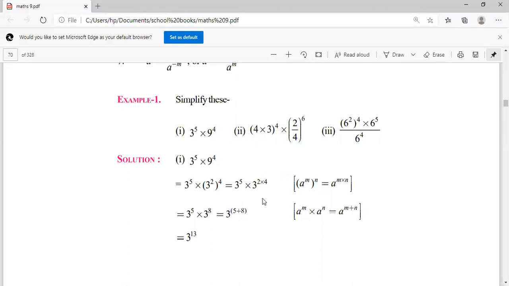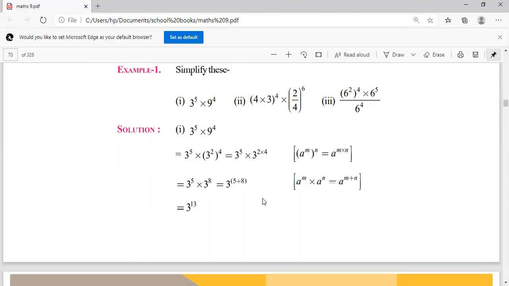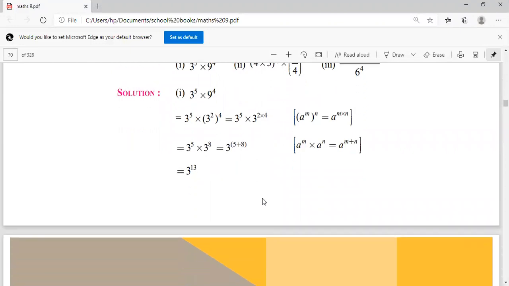Now see, we get the exponents like this: 3 to the power 5 into 3 to the power 8. Now we can see here that the base is same but the powers are different. So we will be using the multiplication formula: a to the power m into a to the power n is equal to a to the power m plus n. So when you add 5 and 8 you will get 13. So you will get the answer as 3 to the power 13. So this will be your answer. In the same way you can solve the other two questions.